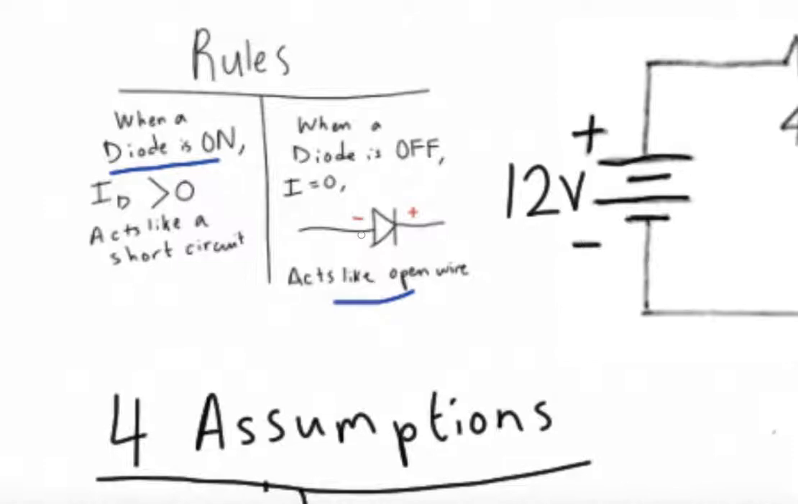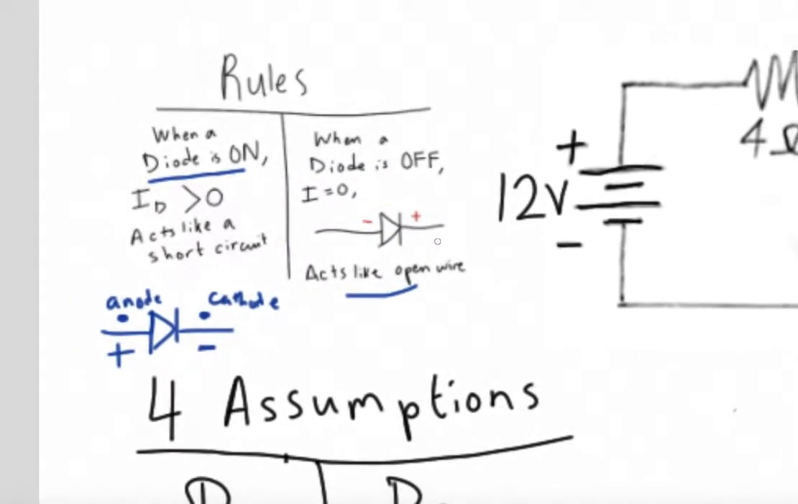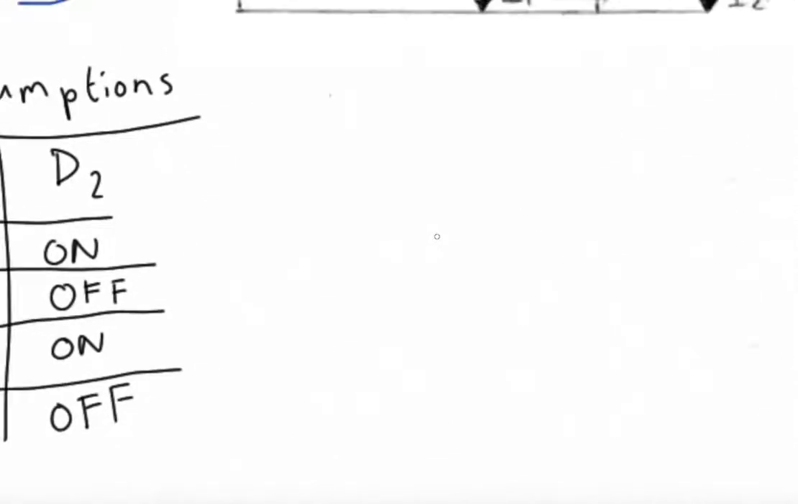And then the anode, I didn't mention this. Here you have a diode. This side is the anode, and this side is the cathode. For it to be on, the anode has to be positive and the cathode has to be negative, because current flows from positive to negative. When it's off, the anode has to be negative and the cathode has to be positive.